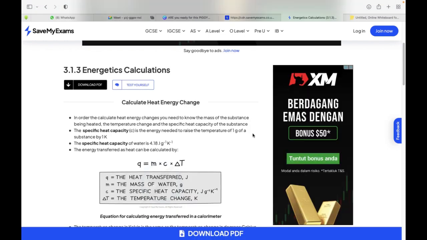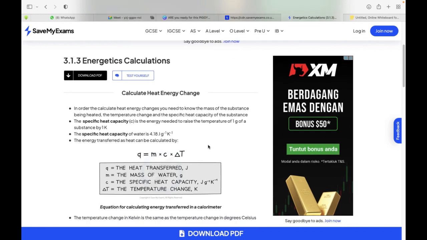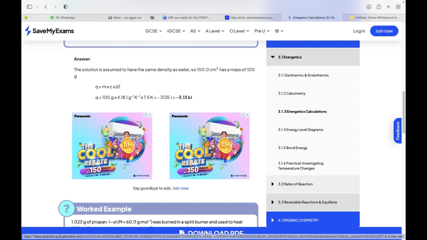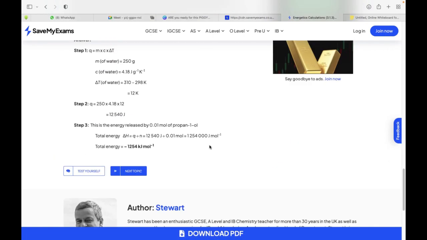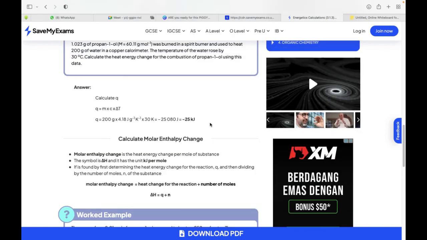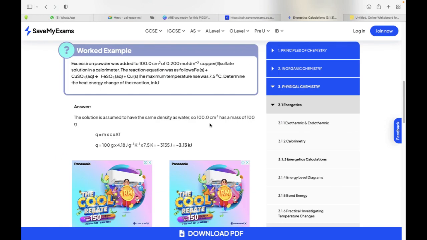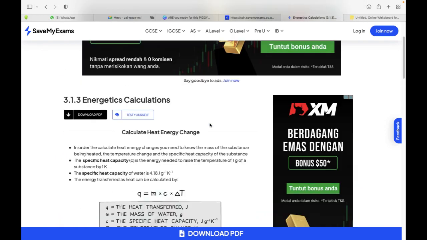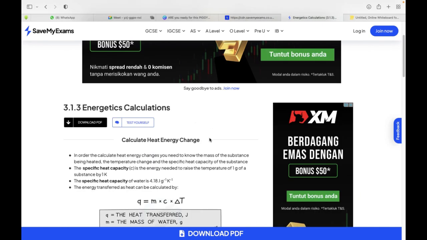Okay, now let's go to some energetic calculation. These calculations are in physics. If you've done this in physics, this is a specific heat capacity calculation. So we take a question, we solve it on the board. But before we do that, let's quickly explain this part.